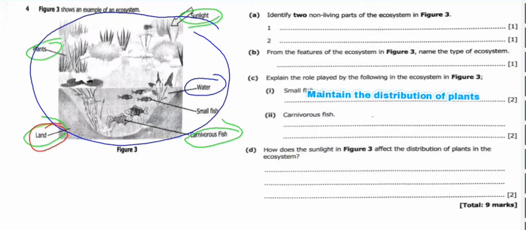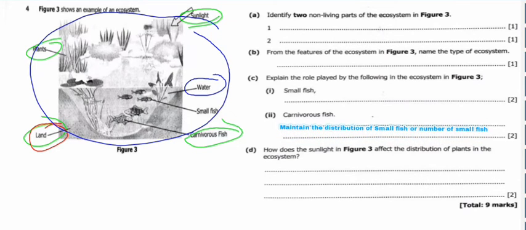And then the carnivorous fish. The carnivorous fish is going to maintain the number of small fish. In other words, the carnivorous fish is going to eat small fish, thereby maintaining the number.